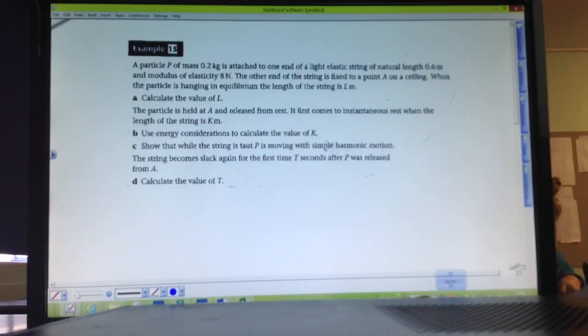Example 15. Now, a particle of mass 0.2 kilograms is attached at one end of a light elastic string of natural length 0.6 and modulus 8 newtons. The other end of the string is fixed to a point A on the ceiling. When the particle is hanging in equilibrium, the length of the string is L. Calculate the value of L.